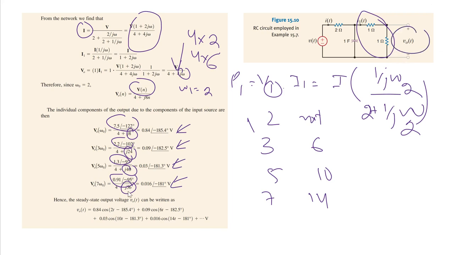So now we can write the V out as this thing. V out is equal to this plus this plus this plus this. So this is pretty much it, that we calculated the V out as separate frequency components.